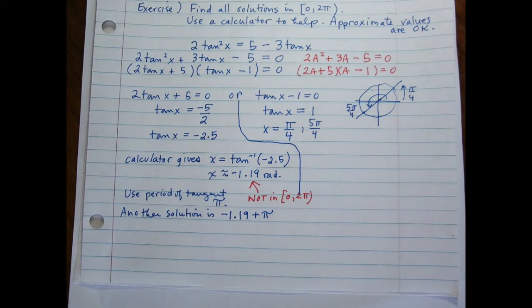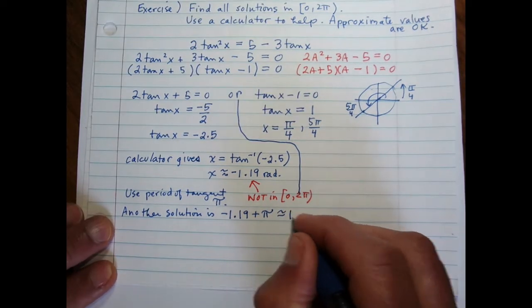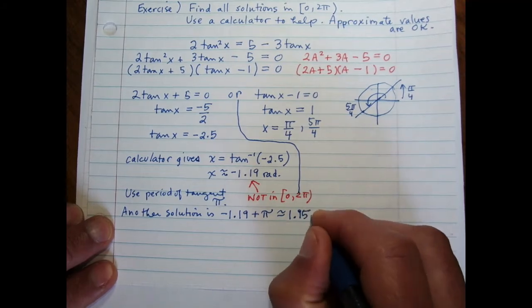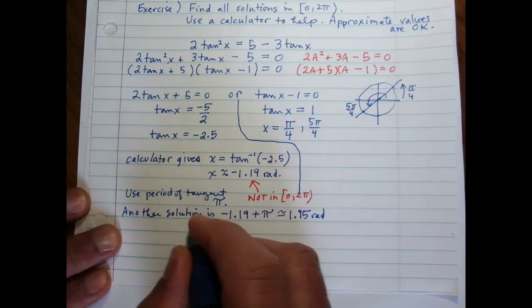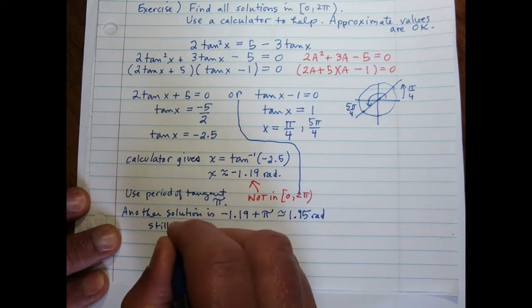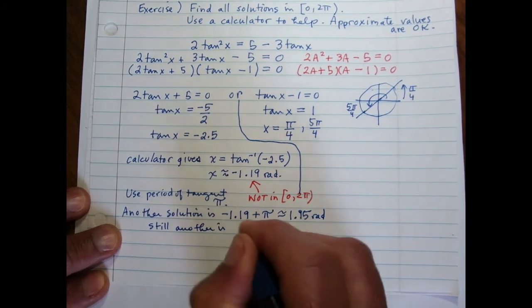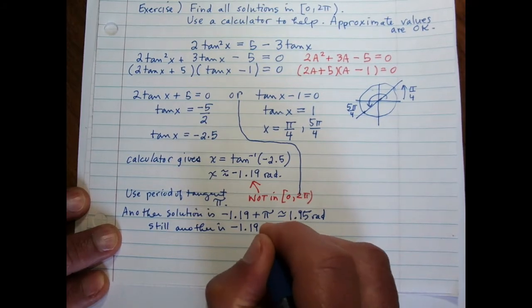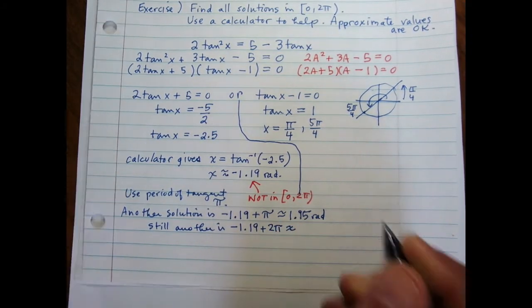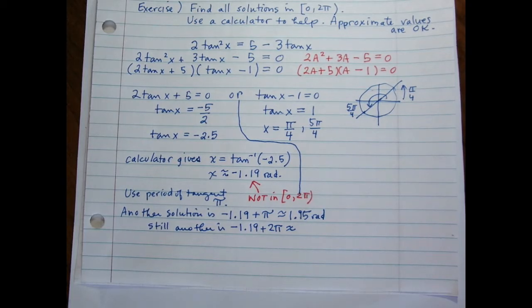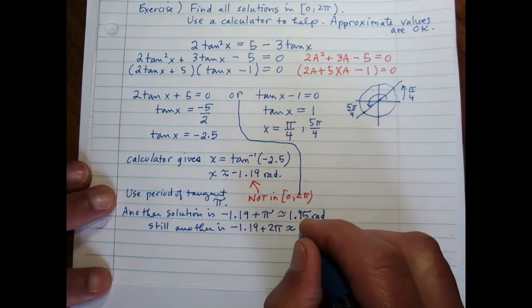Plus pi equals, I'm getting about 1.95 radians. Still another is negative 1.19 plus 2 pi. Let's see what that is. Negative 1.19 plus 2 times pi. I'm getting 5.09 radians.